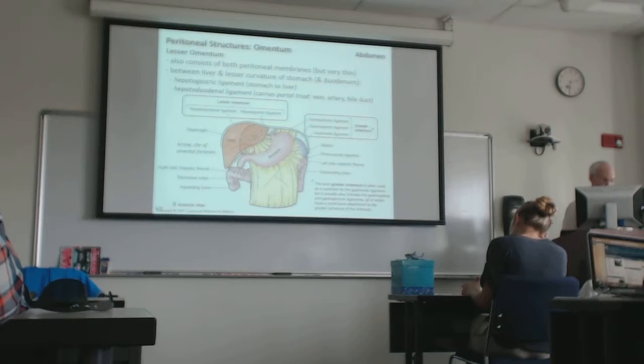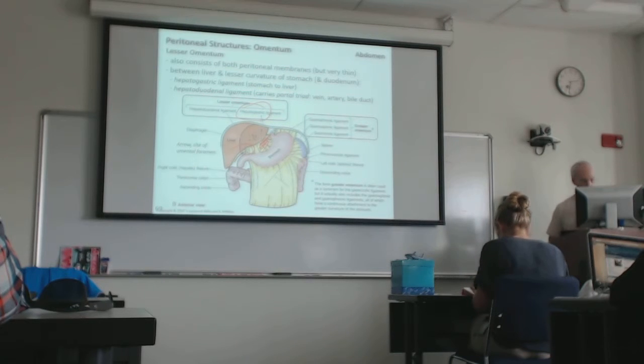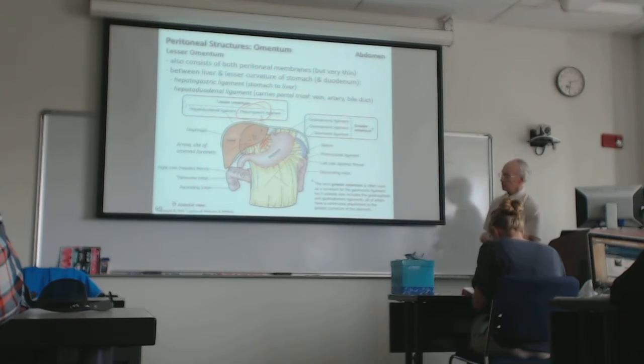Hepatoduodenal would be over here. That's the one that I think is going to be important because that's the one that provides access to the portal triad. And the hepatogastric ligament. But both of these constitute the lesser omentum.